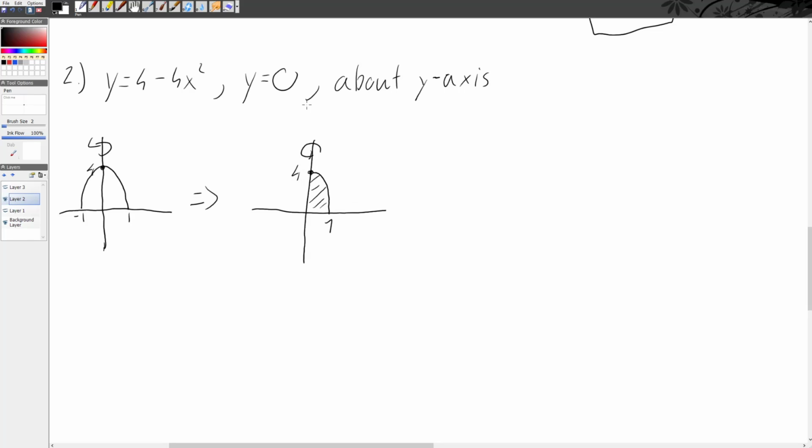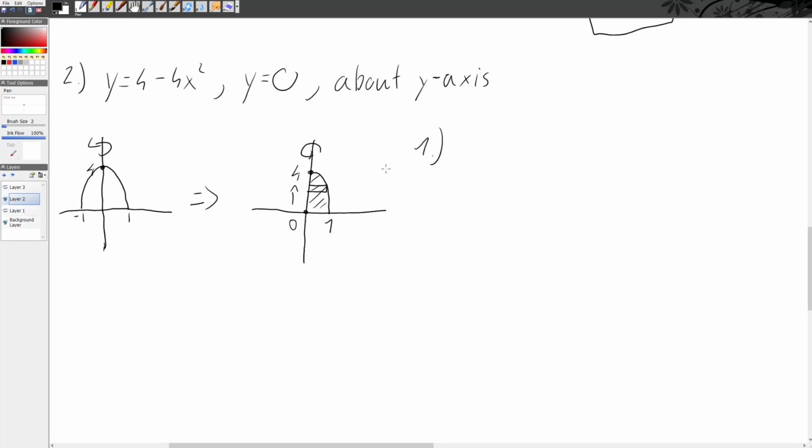So now, because we are rotating about the y-axis, we are moving upward, meaning here's our lower limit of integration and here is our upper limit of integration, meaning we are integrating with respect to y. What that means is that our disk is now horizontal. Because we are moving up, our disk is horizontal. So the disk that you want to draw is going to be perpendicular to the direction that you are integrating in.